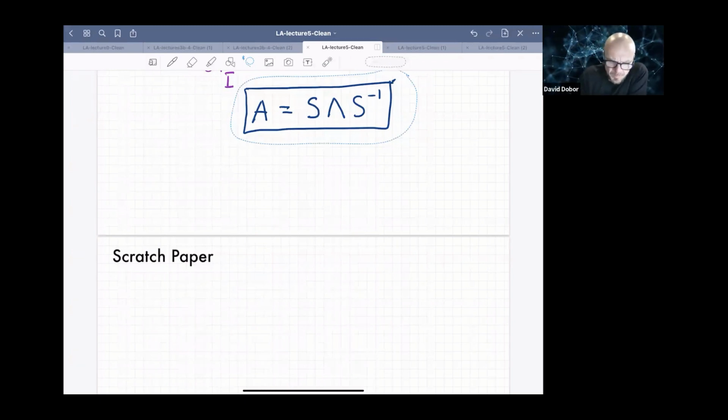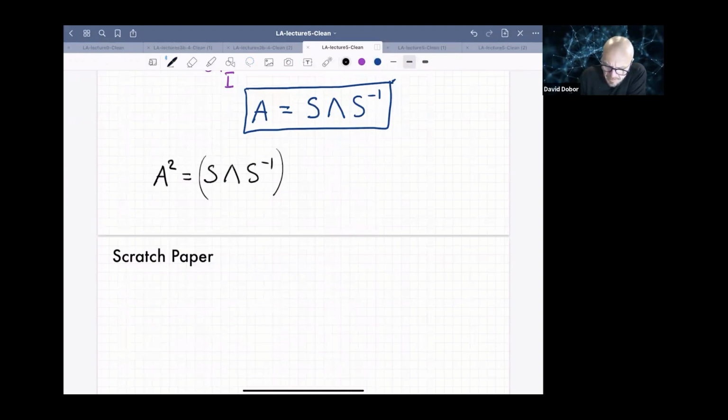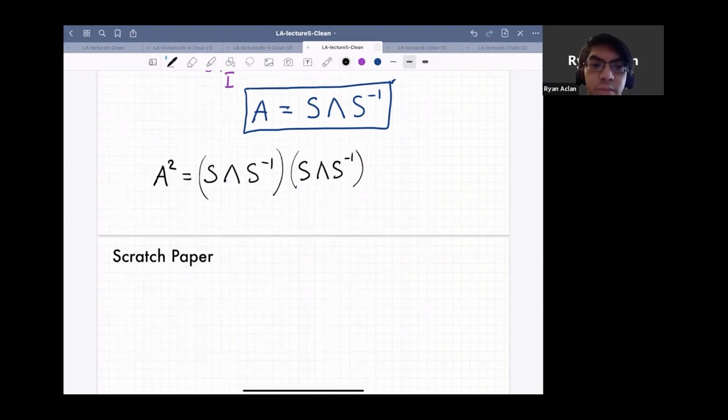Why is this useful? Suppose now I want to compute the gazillionth power of A. What's the second power of A? Well, what is A squared? So I'm taking S lambda S inverse. That's my first A. And my second A is the same thing, S lambda S inverse. Is matrix multiplication associative? What does that mean? It means you can get rid of the parentheses.